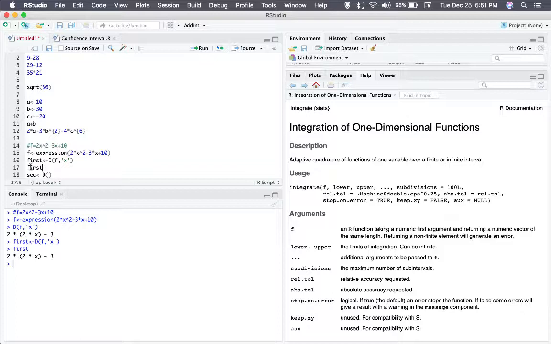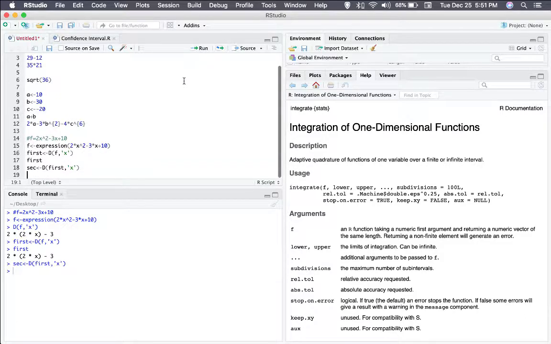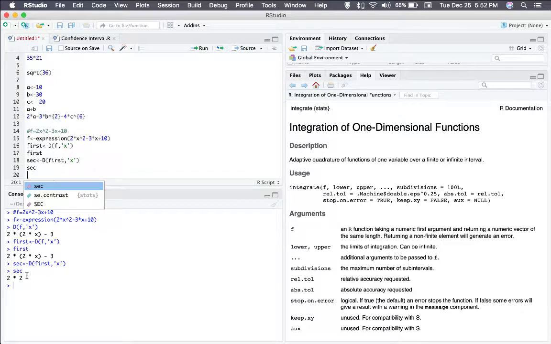Therefore, we can get the first derivative over here. That is our function now. Then with respect to x, so x, then run, then we get the second derivative. So how do we get the answer? Just type second again and run, then we have the second derivative, which is 4. Similarly, you can find the third, fourth, and so on.